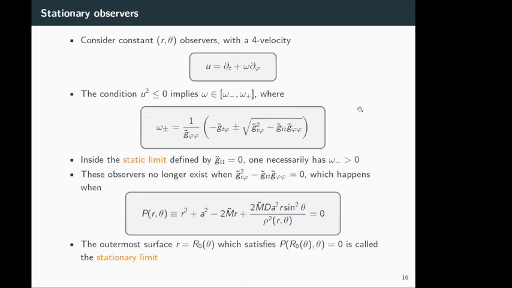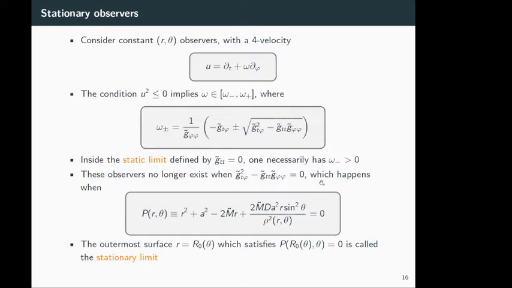Now, if we do the same thing with the stationary observers again, so let's take this four-velocity here and ask for it to be time-like. So at the beginning, it's the same as Kerr. We have this static limit or ergosurface where the time-like Killing field becomes space-like, and inside which static observers are no longer allowed. So this is pretty much the same feature as Kerr.